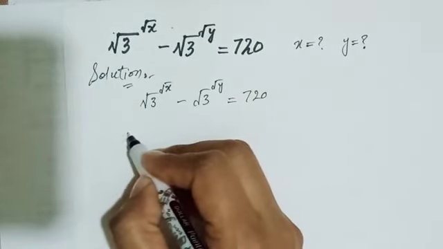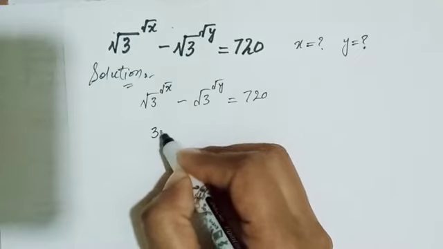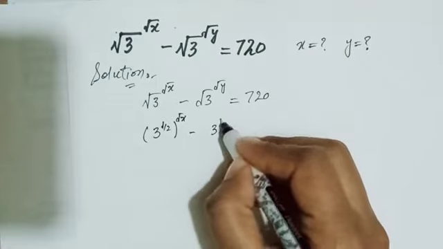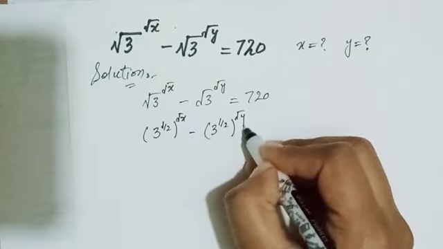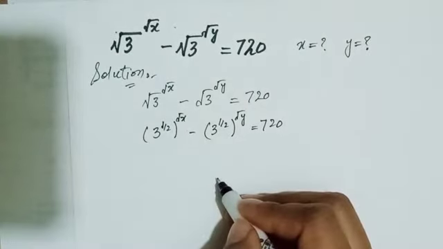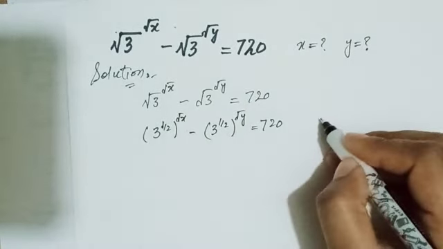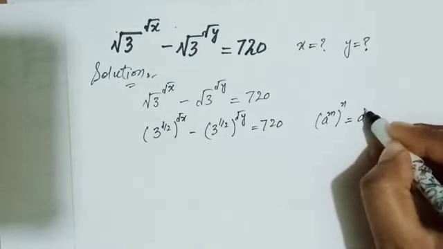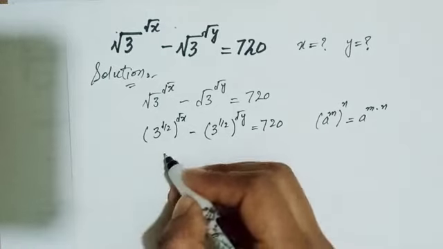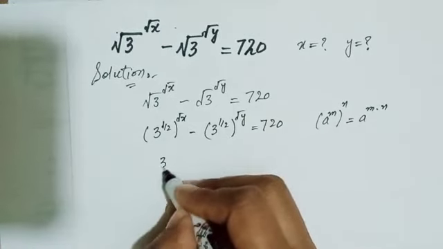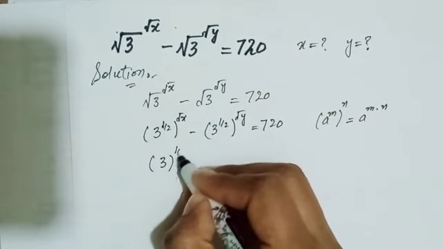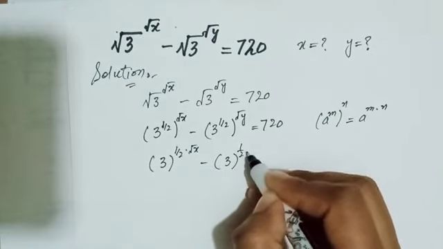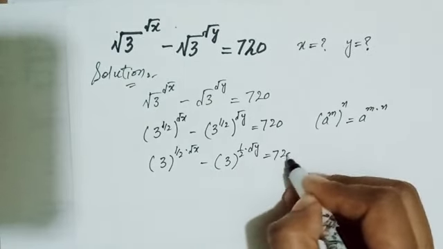So let's write this as 3 to the power 1 by 2 to the square root x minus 3 to the power 1 by 2 to the square root y, which is equal to 720. Now further I can use the rule that (a to the power m) to the power n can be written as a to the power m times n. So I can write this as 3 to the power 1 by 2 and square root x minus 3 to the power 1 by 2 square root y, which is equal to 720.